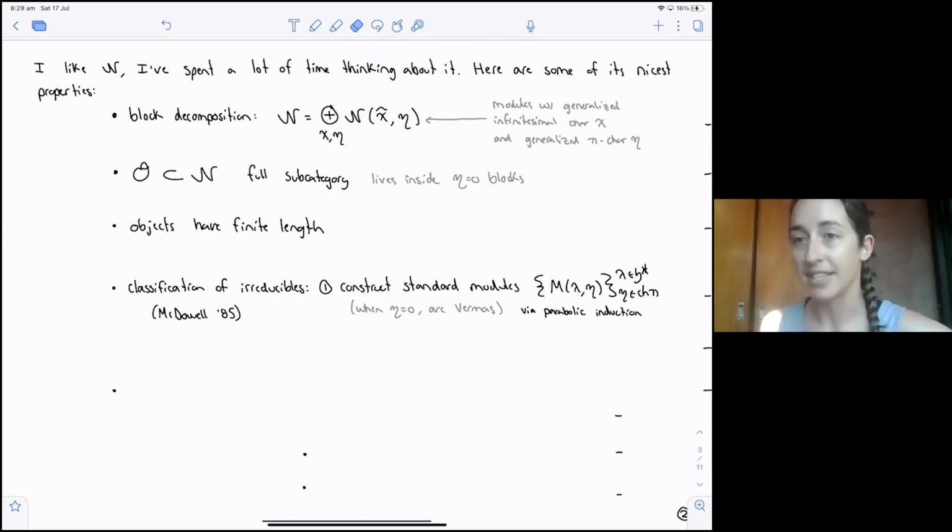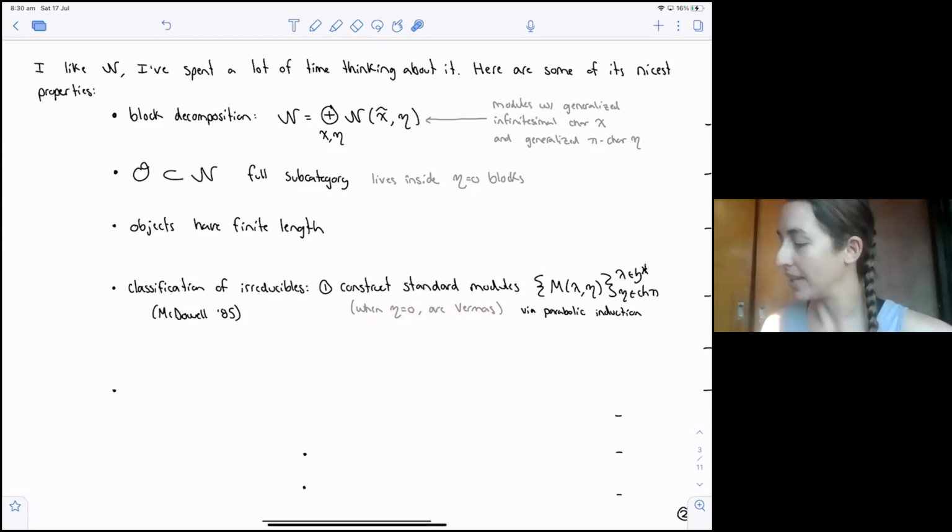The way it goes is that we construct some sort of standard module, and the standard modules here have 2 parameters, one parameter corresponding to something in the dual of the Cartan, and then the other parameter corresponding to the character. And these things are constructed through some sort of parabolic induction procedure, which I won't write down precisely, but it's relatively straightforward. And then part of the point of them is that when eta is 0, this construction exactly gives us a Verma module.